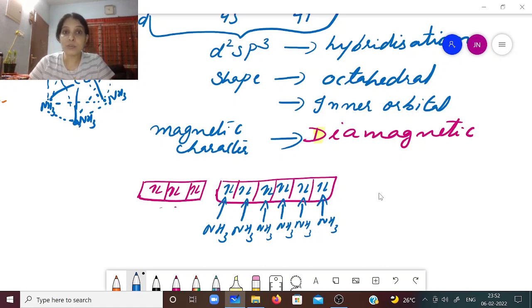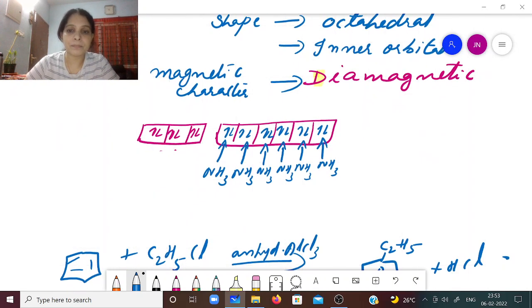I hope you understood this example. So I have explained an example which is d2sp3, that is coordination number 6. Now one more hybridization is possible in coordination number 6 that we will see. That will come when the ligand is weak. Now we have seen an example with a very strong ligand, right? Now we will see an example with a weak ligand. Next example.